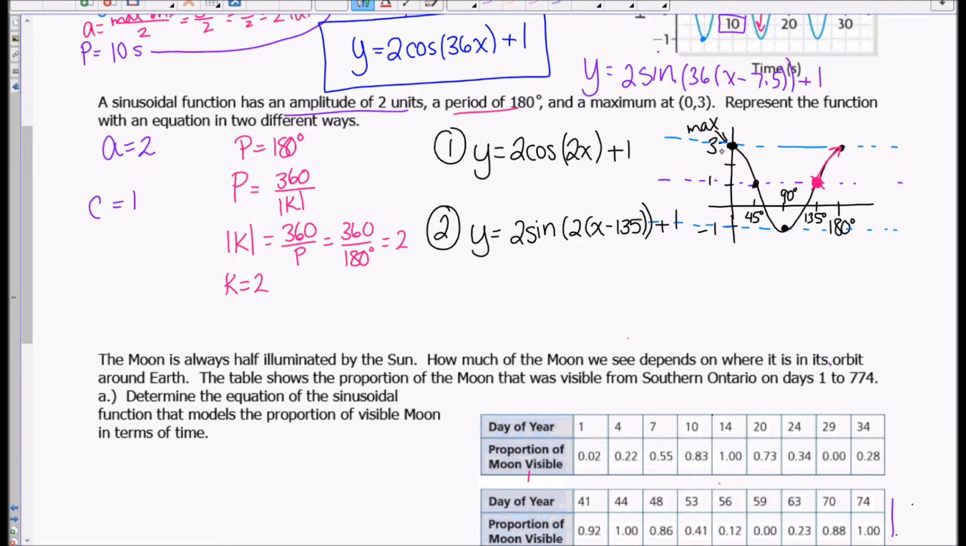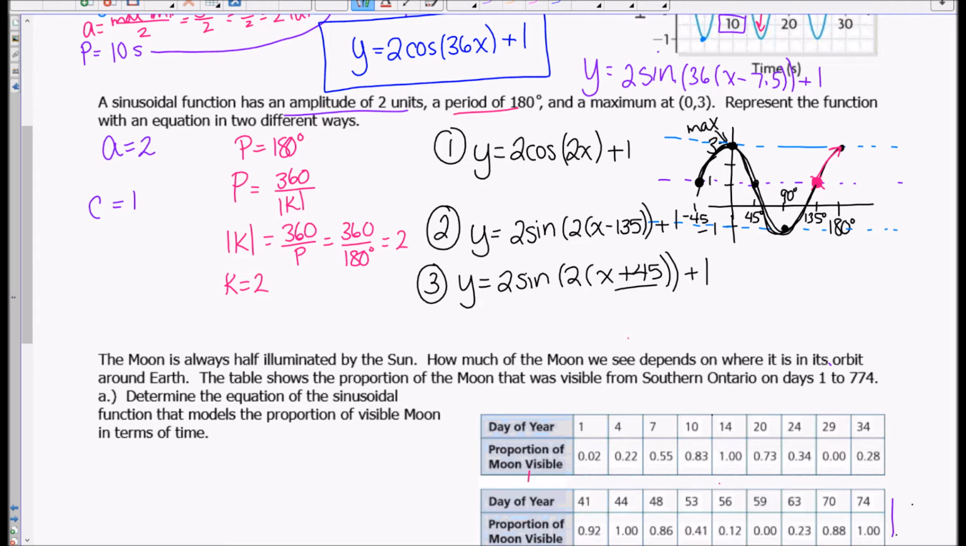Okay? I could have also started it instead at negative 45, because this right here would give me one full sine curve. So another possible equation, I know it said to do it 2 different ways, but I just want to show you a couple more ways. Another possible way is to say that it has a phase shift of 45 degrees to the left.